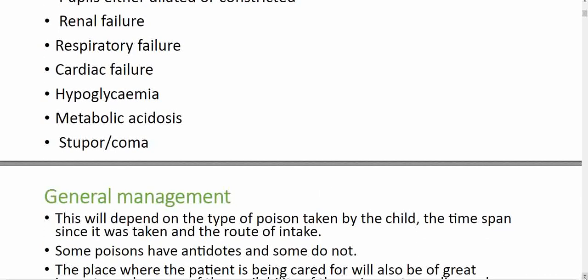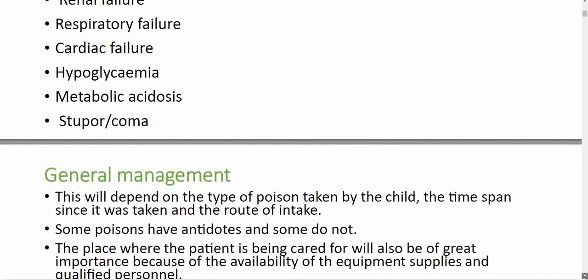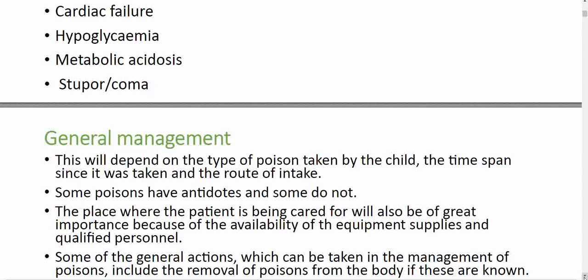Metabolic acidosis can be due to improper metabolism, resulting in an increase in acidic content of the body and the blood, or due to reduced secretion of acid from the body. So when the elimination of acid substances is impaired, due to a fall in metabolic activity, lactic acid is produced. We can have stupor or coma, what we call stupor or coma. Those are the clinical features of poisoning.